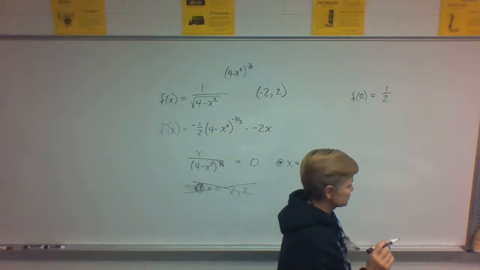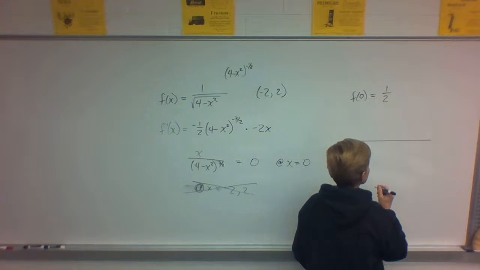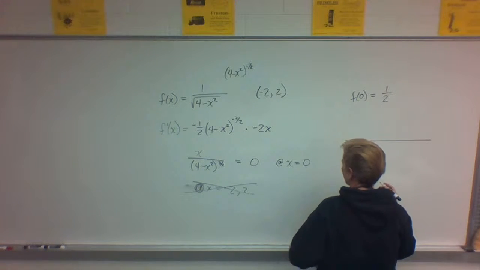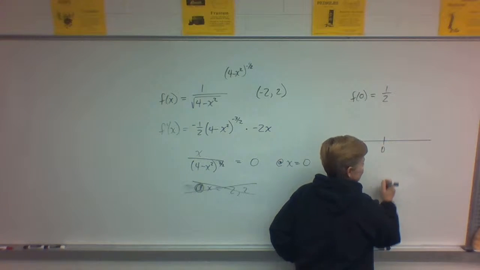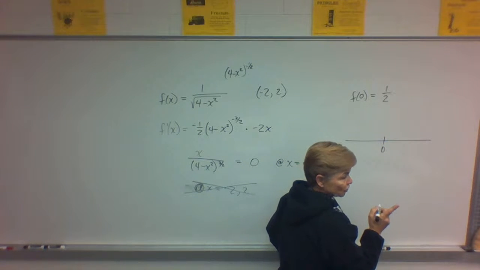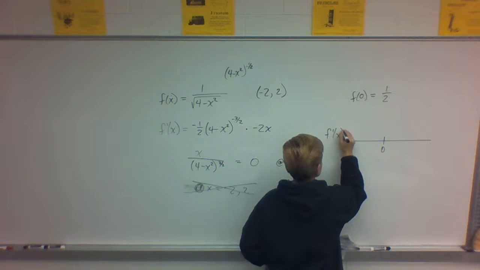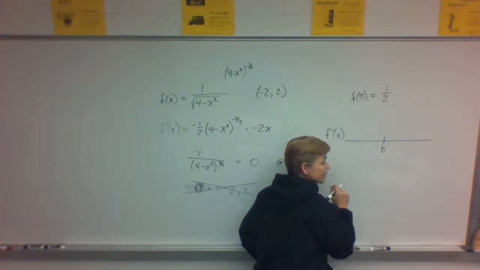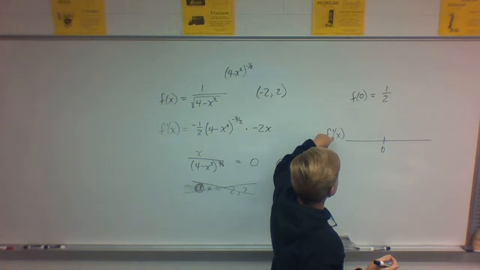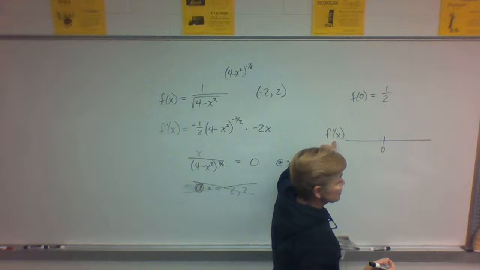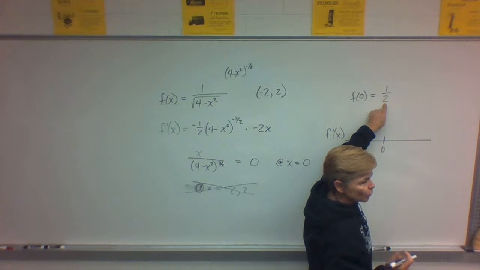Here's what you do, folks. You draw a horizontal x number line, and you put all of your critical values on it. The only one we have is 0. What I'm building here is called a sign chart. Up on the top, you put f prime of x. On the bottom, you write your conclusion. It's the derivative, not the function. We already used the function to find this y value. We're wondering if it's a max or min.